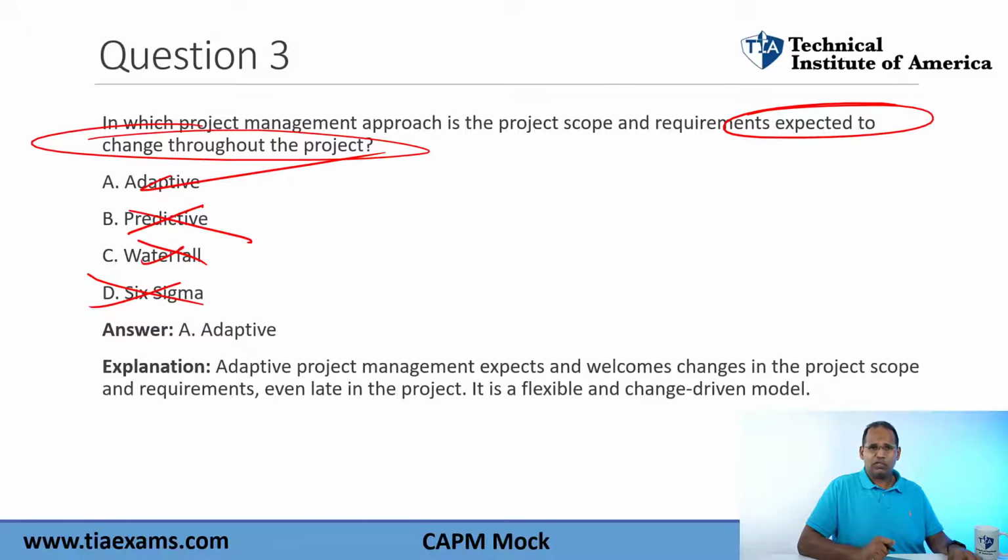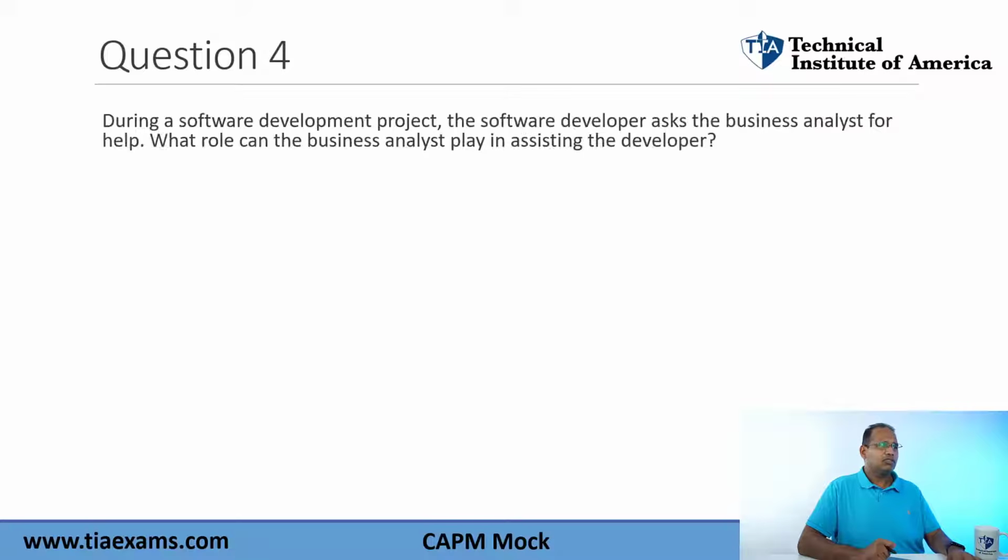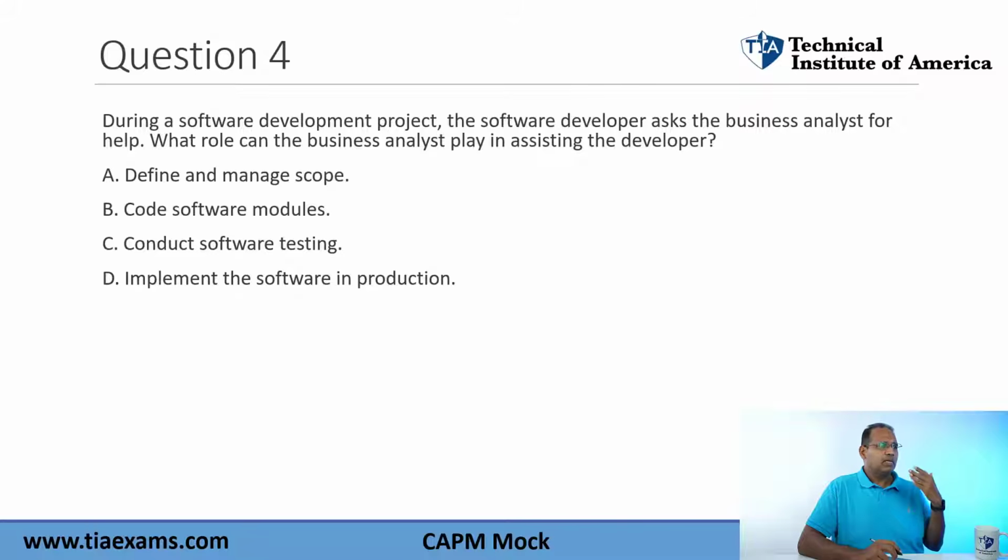All right, next question. Practice question number 4. During a software development project, the software developer asks the business analyst for help. What role can the business analyst play in assisting the developer? Now, keep in mind, guys, you will get questions on business analysts. Expect a good percentage of your exam questions to come on BA. So what role can a BA help with a developer? Define and manage the scope, code the software module, conduct software testing, implement the software in production.